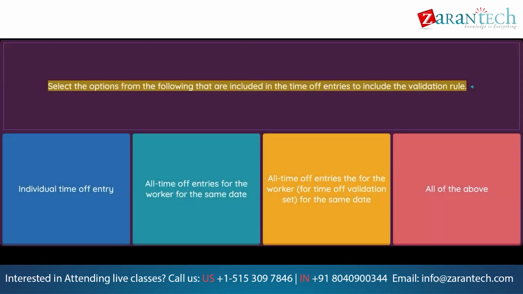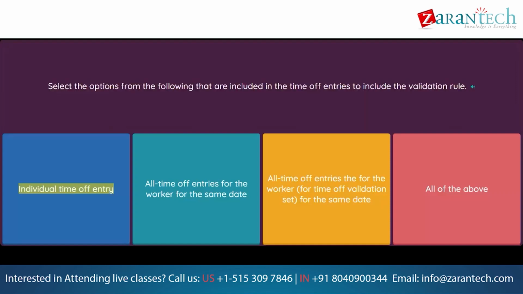Question: select the options from the following that are included in the time off entries to include the validation rule. Option 1 individual time off entry. Option 2 all time off entries for the worker for the same date. Option 3 all time off entries for the worker, for time off validation set, for the same date. Option 4 all of the above.